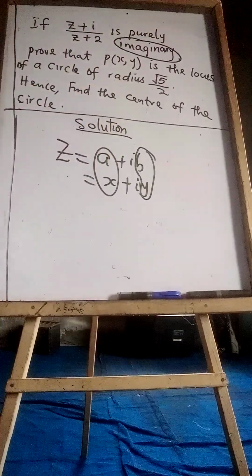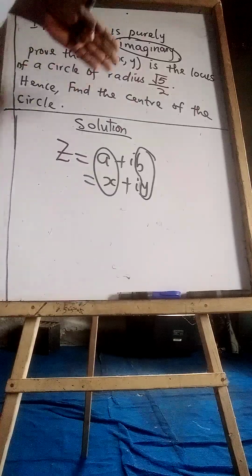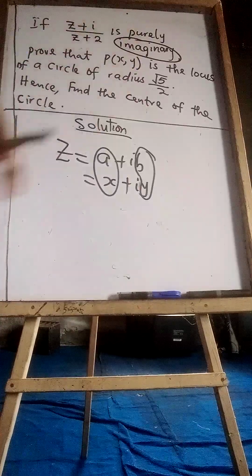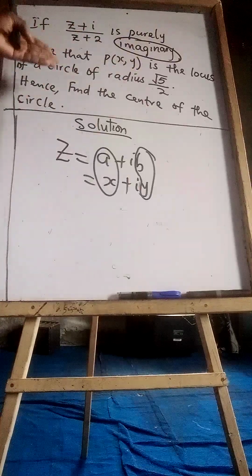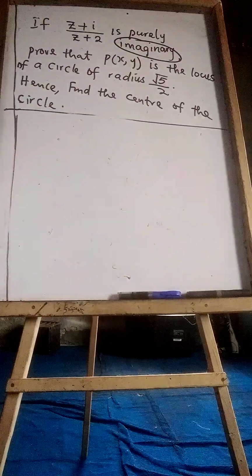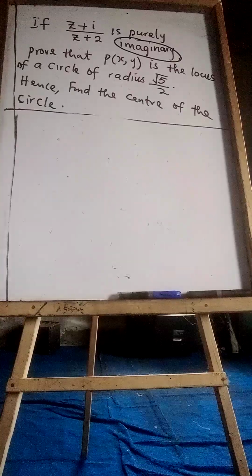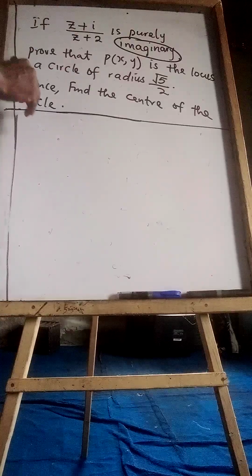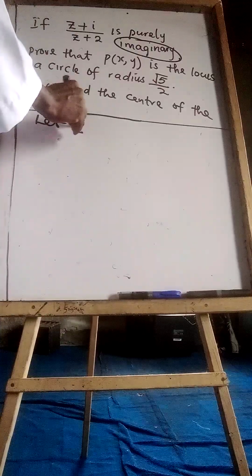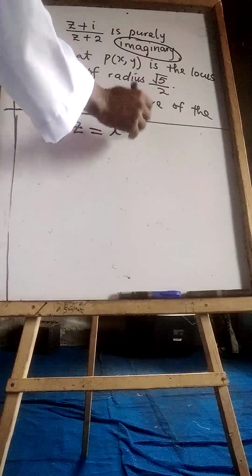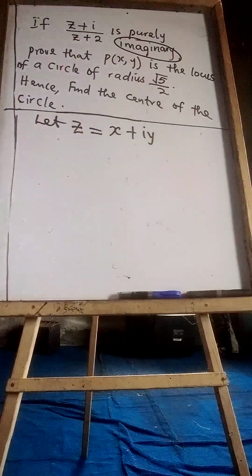Now, if this is purely imaginary, prove that point (x, y) is the locus of a circle of radius √5/2. Hence, find the center of the circle. Okay. To prove this, since we are given the coordinate (x, y), let the complex number z be x + iy.